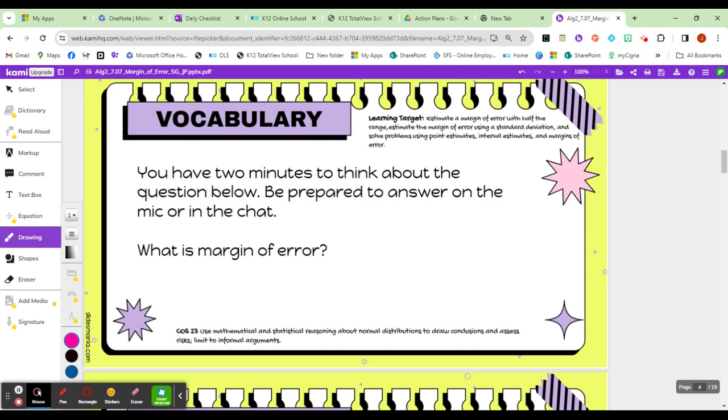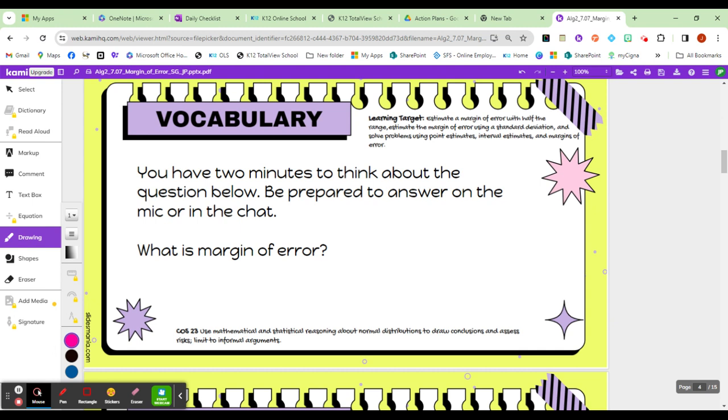So if I can only collect data from, let's say, 50 people out of my 100 students, then because I was only able to survey 50 people, I would have a margin of error in my answers because I didn't get to select everybody. The more people you survey, the smaller the margin of error. The fewer people you survey, the larger the margin of error, because we're not getting to select everybody.